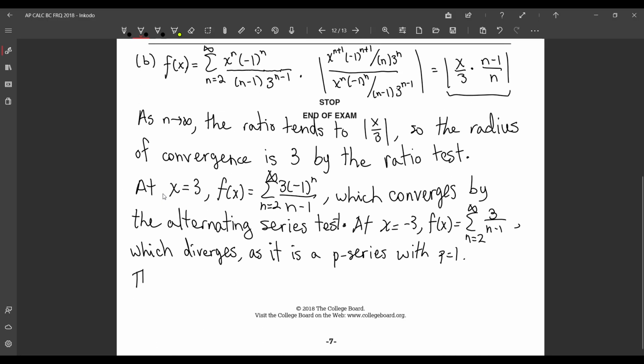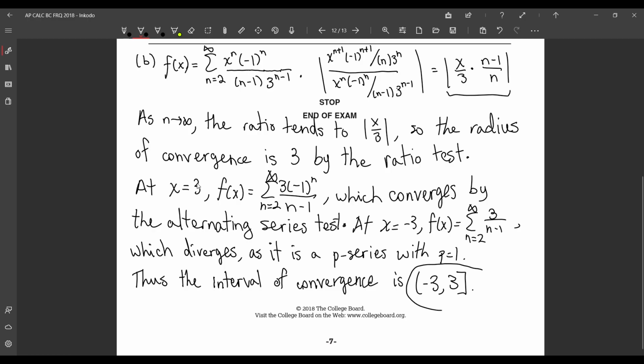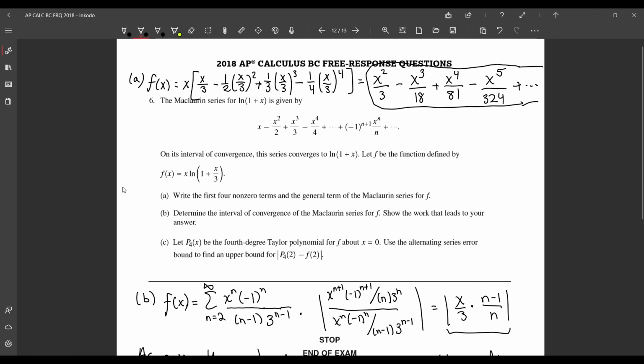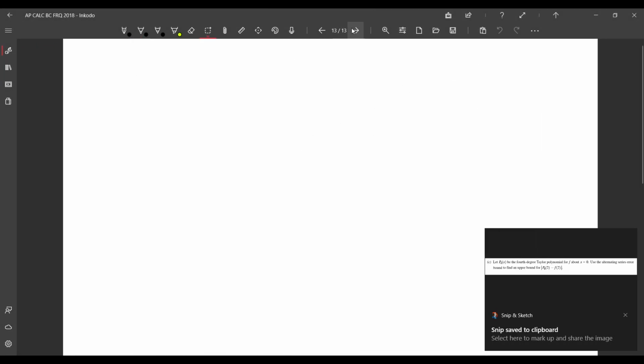So, thus, the interval of convergence is soft cap on -3, and then hard cap on 3. Okay. Last part, 22 minutes left, so we made good time.